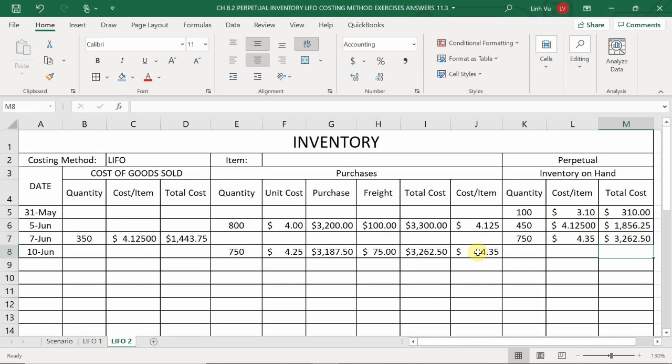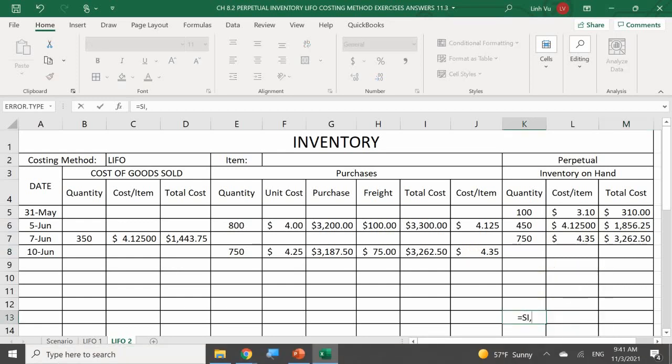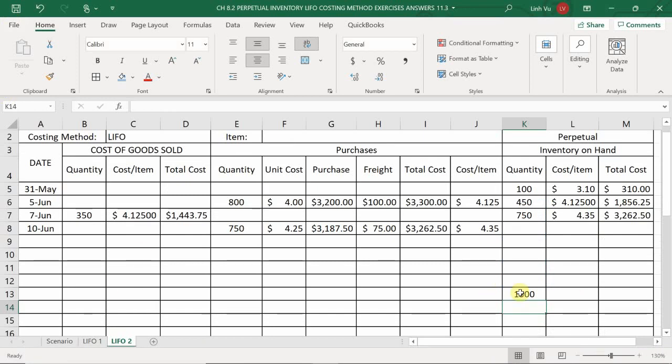Now, if you want to, you can also start running a balance right here, making an equal sum column, so you know how many items you have on hand at all times. So I have a total of 1,300 items available to sell.